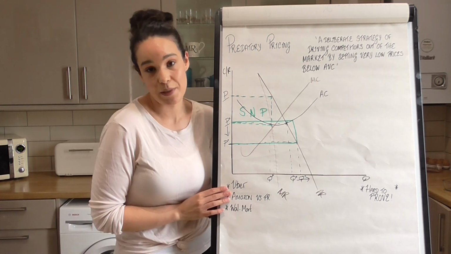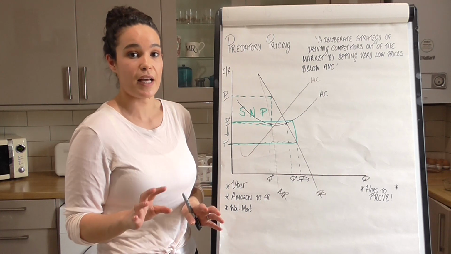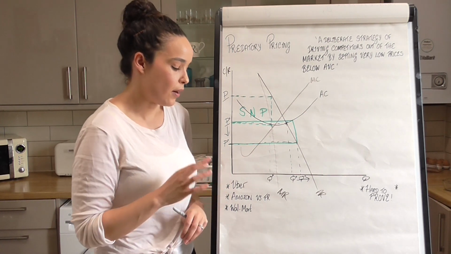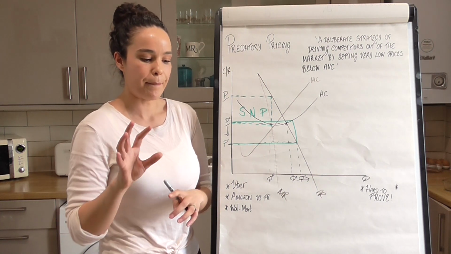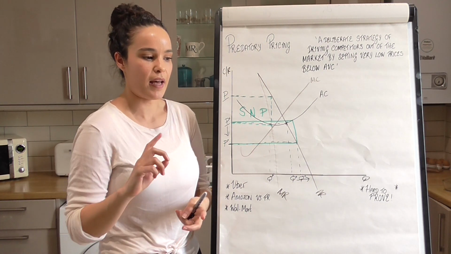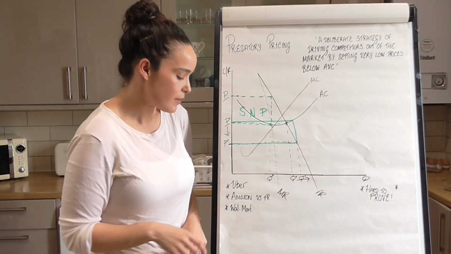So Uber has been accused of predatory pricing to warn people out of the market or to push firms out of the market. It's a really good article on Uber versus black cabs and Uber versus other firms like Lyft across the world about predatory pricing. They've been accused of predatory pricing a lot.